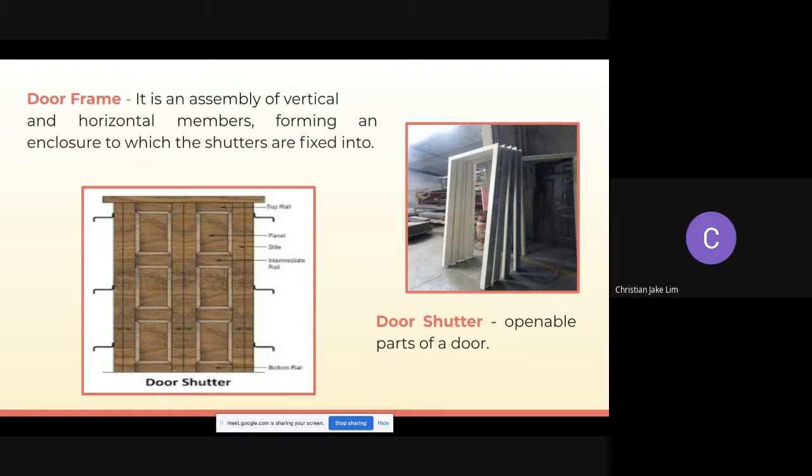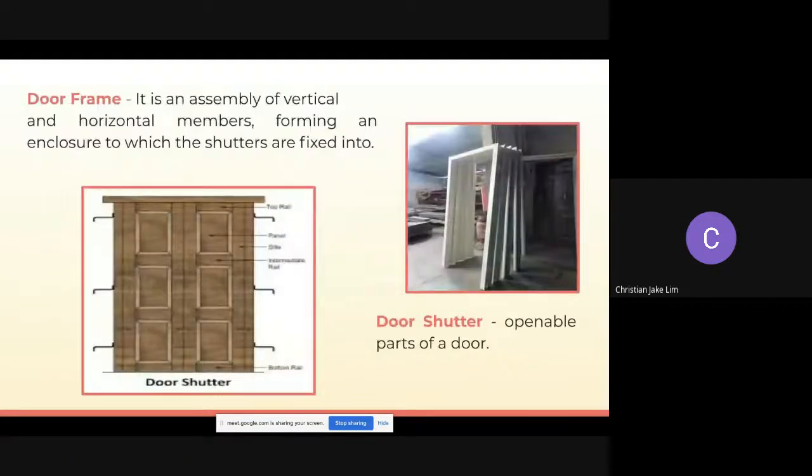So basically, this long rectangular big piece of wood that we use to move around is the door shutter itself. Then the door frame is an assembly of vertical and horizontal members forming an enclosure to which the shutters are fixed. So this is where the door shutter is fixed, so that it will create a rotational movement for us to either go in or go out of the room. Next slide, please.